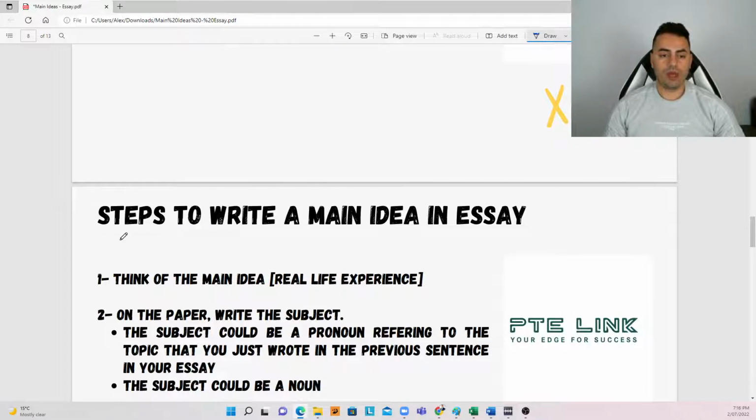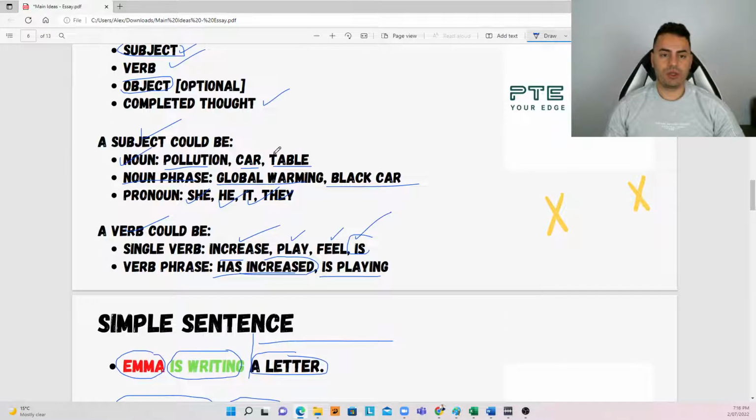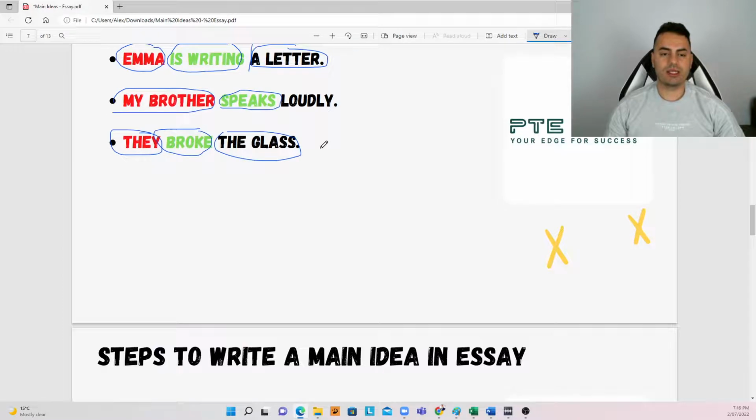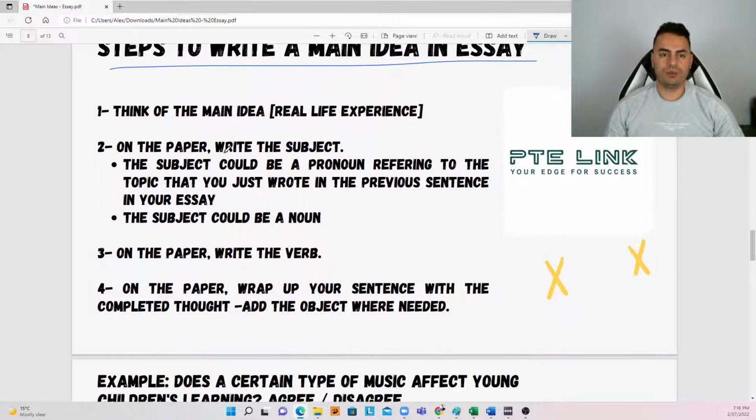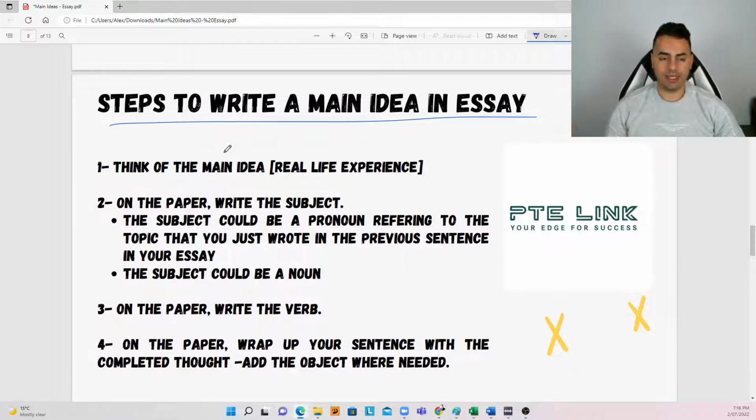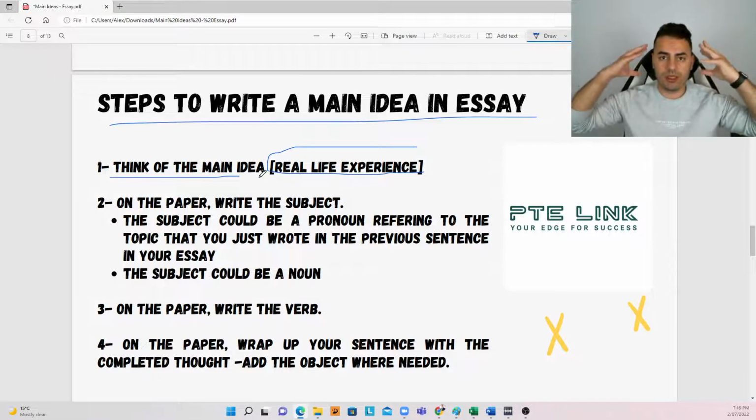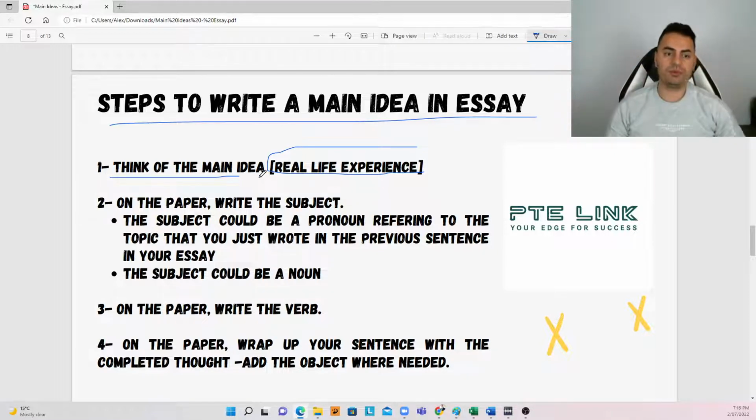So, what are the steps to write a main idea? Based on this very short grammar lesson, let's make it very practical. So, to come up with a main idea in an essay, the first step is think of the main idea and just approach it from a real life experience. And this is how you will overcome the first challenge, which is coming up with a relevant idea. Okay, so approach the topic from a real life experience perspective. Think about something that happened with you similar to what you are being asked on the test day, for example. So that's the first step. You have to come up with the idea in your mind from a real life perspective.